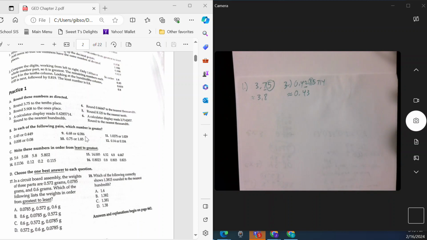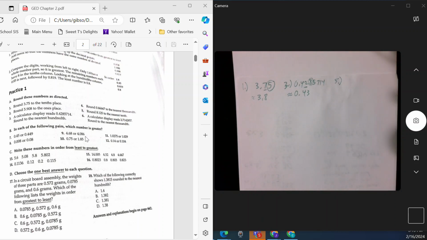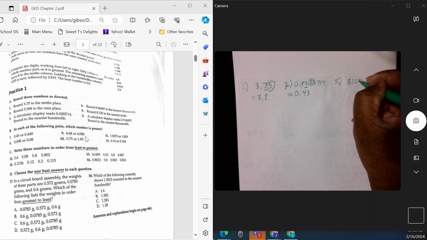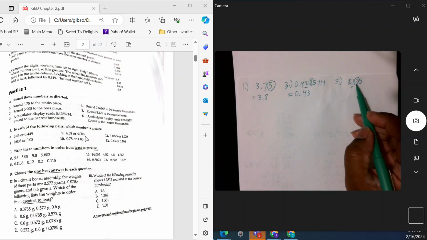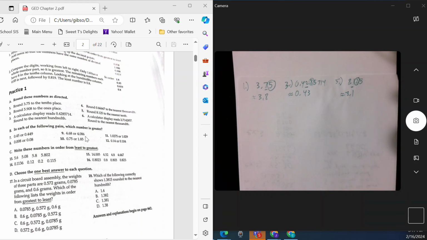Okay, now number 5. It says round 8.125 to the nearest tenth. So we have 8.125. The tenths place is the 1 here. So we'll go to the right of it, and that 2 falls in 0 through 4. So this 1 remains the same, and everything drops off behind it.